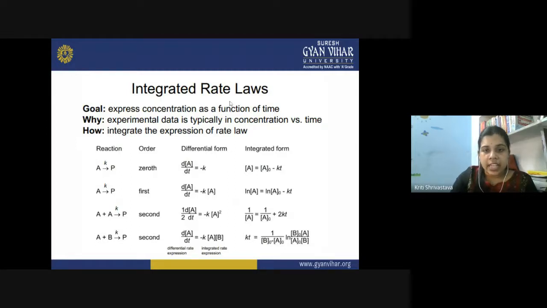Now this is the integrated rate law, and what is the goal of integrated rate law? You express the concentration as a function of time. Like we have seen that for instantaneous rate law, we can get different rate expressions during the course of the reaction. Suppose you have taken the rate law at 10 seconds, then at 50 seconds, 100 seconds, 200 seconds. Likewise, you will get many different rate laws at different time intervals. So that would be the instantaneous rate law.